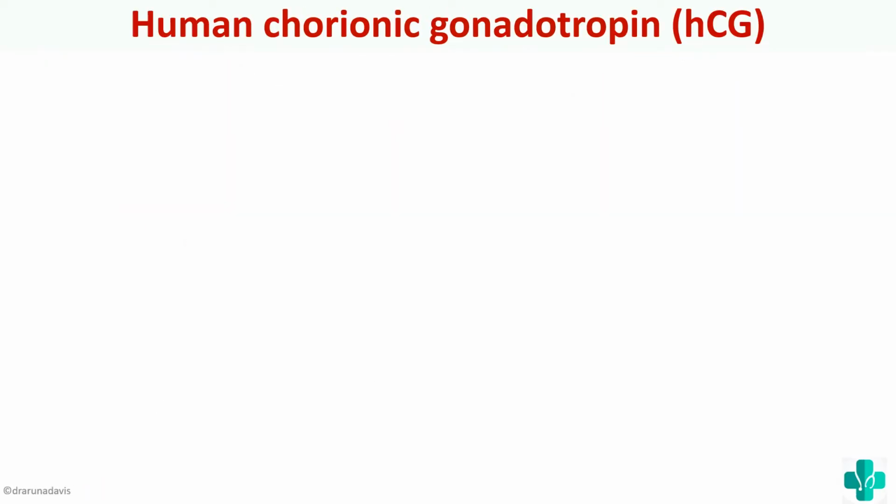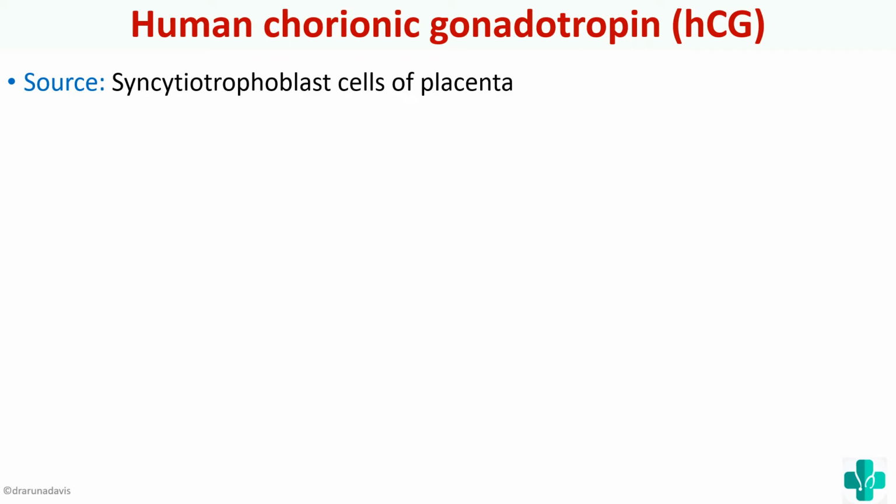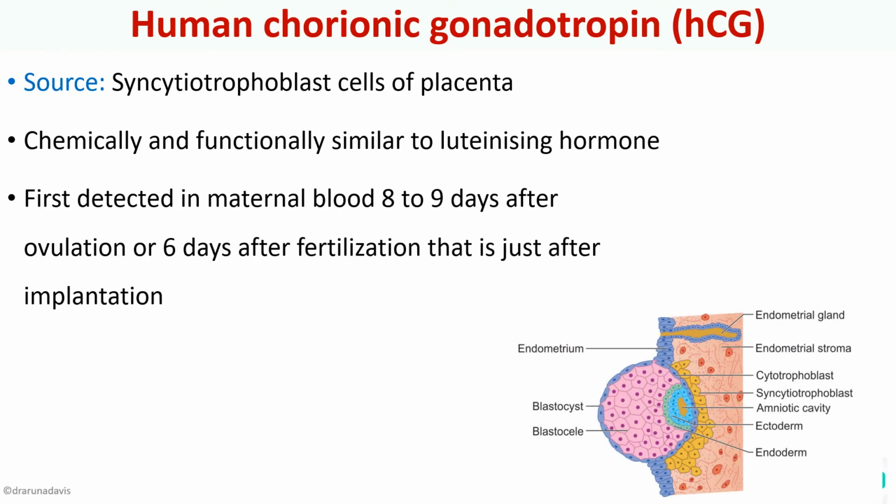So, HCG is produced from the syncytial trophoblast cells of the placenta. What are the syncytial trophoblast cells? See, it is these cells here. Remember, this is a blastocyst. Here you can see that the trophoblast cells differentiate to form these syncytial trophoblast cells, and it is from these cells that HCG is produced. It is chemically and functionally similar to luteinizing hormone, or LH.